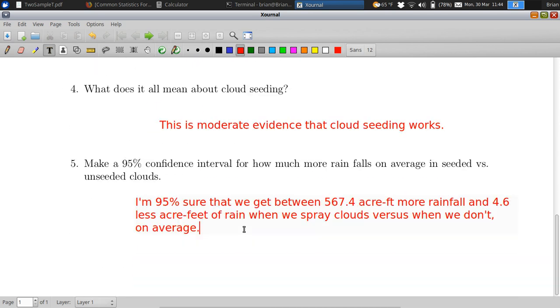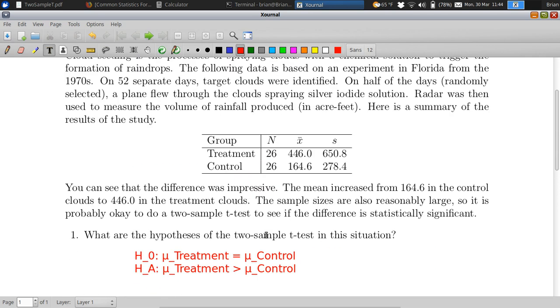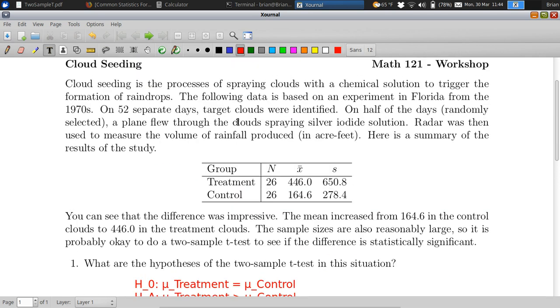Real quick, I should also double check that the conditions for doing this are satisfied. First of all, they say that these were random decisions about whether to spray and not to spray. So that's good. That means that there shouldn't be any sample bias in our data. So that's the first assumption. And then the second assumption is that the data has a normal distribution. Now, it actually turns out, if you look at the data, it is not normal at all. It's very much skewed right, because on the days when they spray, a lot of times it didn't rain at all. And then sometimes they got a big deluge of rain.